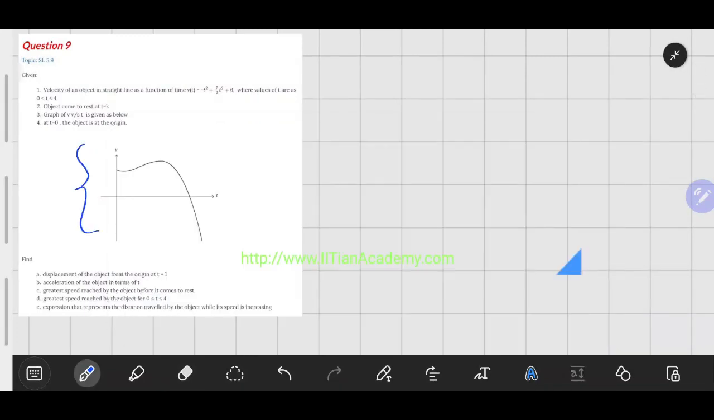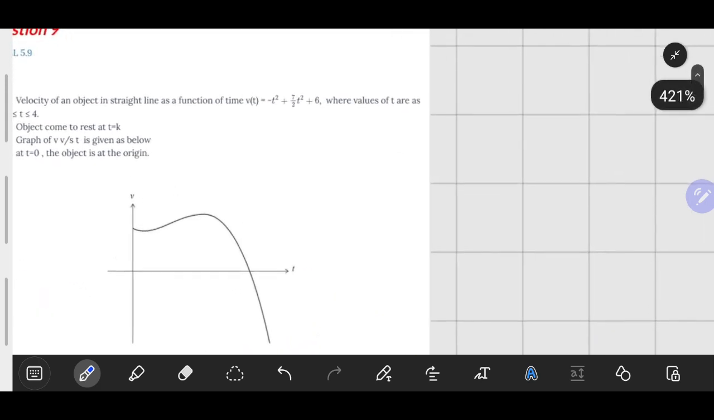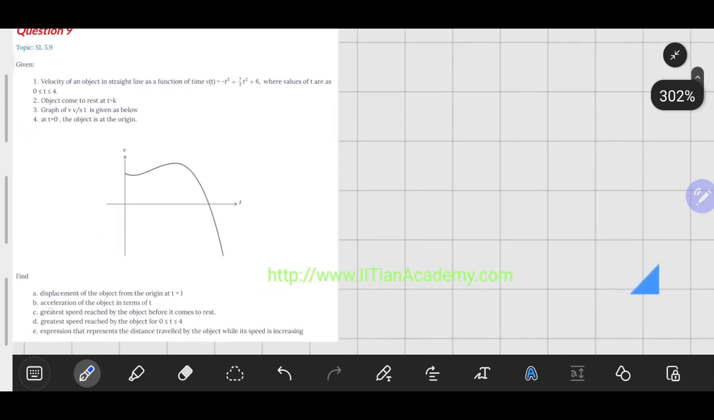Okay, we're given a graph here and an equation for this graph which maps out velocity, and the values of t are on the interval 0 to 4. We're also given the fact that the object comes to rest at k. This is the graph of v versus t, given below. At 0, the object's at its origin. So the first question asks to find the displacement of the object at t equals 1.